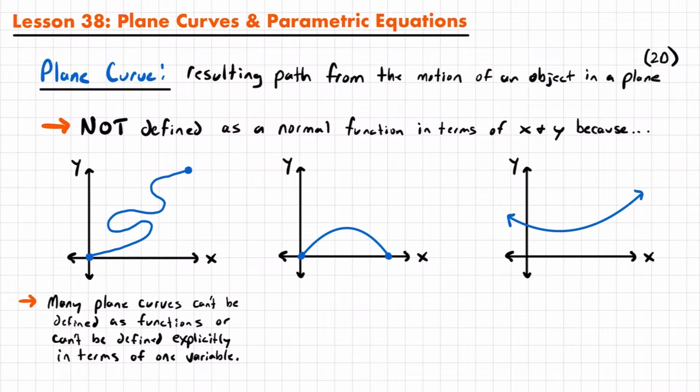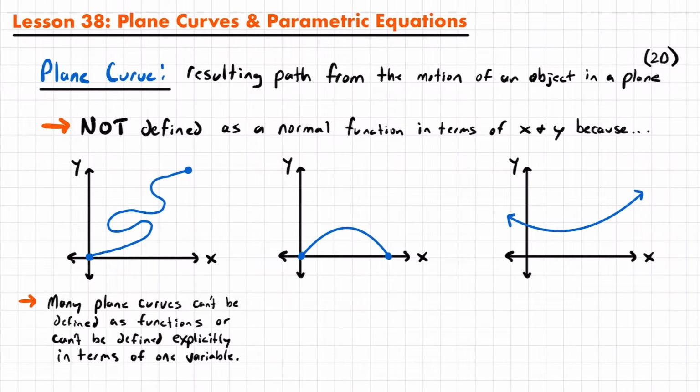Additionally, many plane curves can't be defined explicitly in terms of just one variable. And so if you think back to implicit functions, where we used implicit differentiation earlier in calculus, those types of functions are what represent a lot of plane curves, which can make it difficult to determine how to graph those plane curves. Alright, so many plane curves can't be defined as functions, and oftentimes they can't be defined explicitly in terms of one variable. And so for that reason, it doesn't make sense to define a plane curve in terms of just x and y.